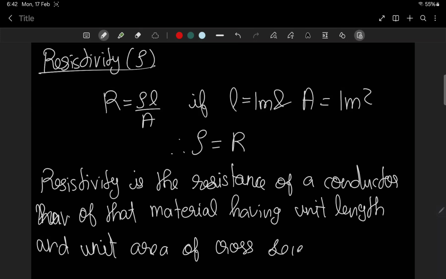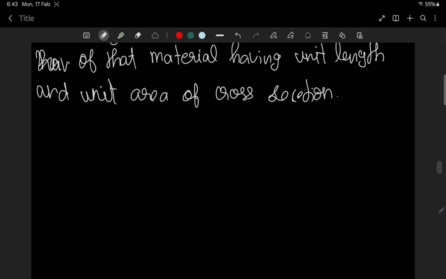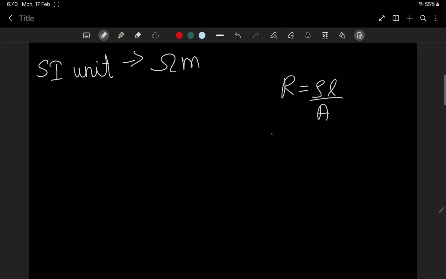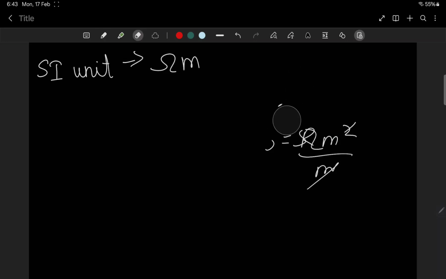Now what is the SI unit? SI unit is ohm meter, not ohm per meter. Why is it ohm meter? Look, R equal to rho L by A. So rho equal to R times meter square by meter, which is ohm meter. SI unit of rho is ohm meter.